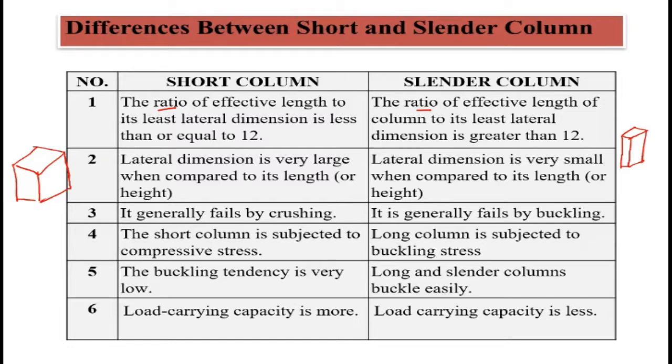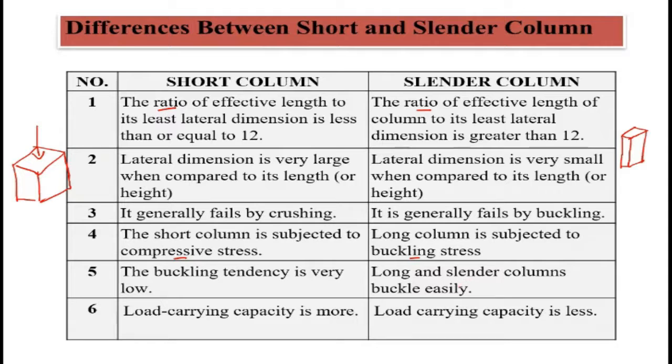Tapi kalau short column, sebab dia pendek, once we compress it, dia akan crush, dia akan patah. So short column is subjected to compressive stress, but long column or slender column is subjected to buckling stress. And buckling tendency for short column is very low. Betul lah tadi, kalau kita compress short column, it will crush, dia akan patah terus. So its tendency to buckle is low, dia tak boleh nak buckle.